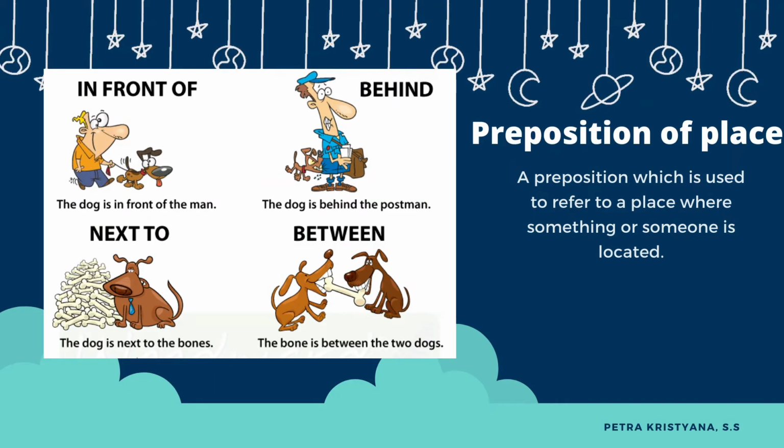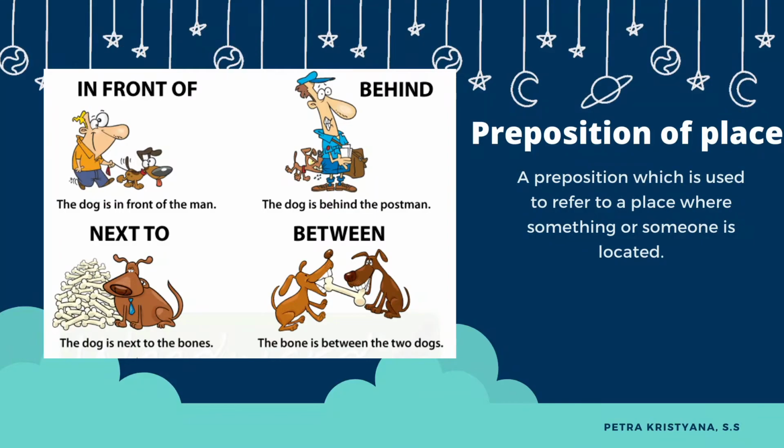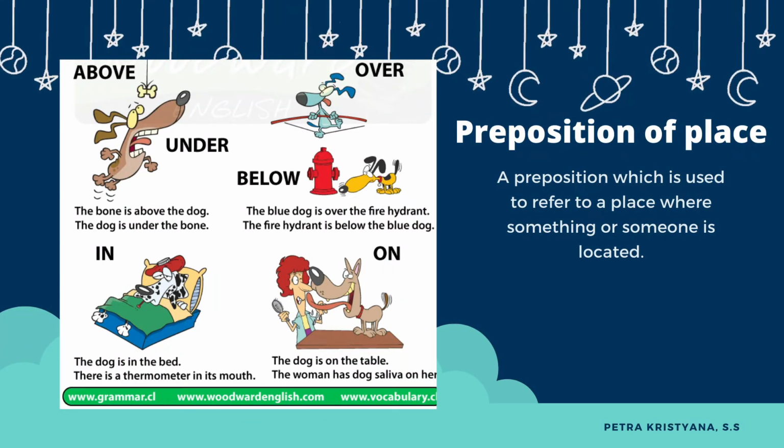Okay, and then the fourth one is between. It is something that is between two objects. The bone is between the two dogs. And then the next prepositions of place are above and under. You can see on the picture on your screen, the bone is above the dog, and also the dog is under the bone. And the next ones are over and below. The blue dog is over the fire hydrant, and then the fire hydrant is below the blue dog.